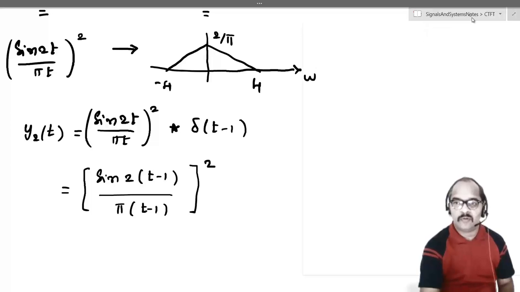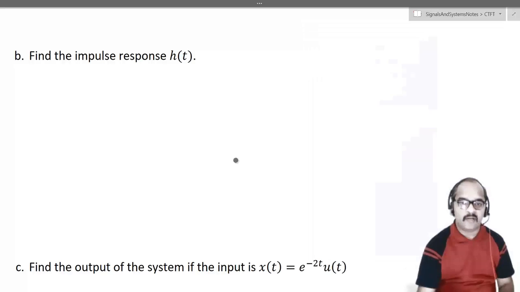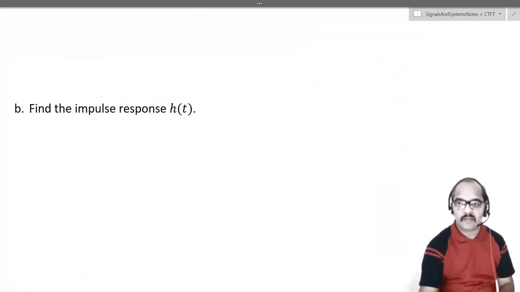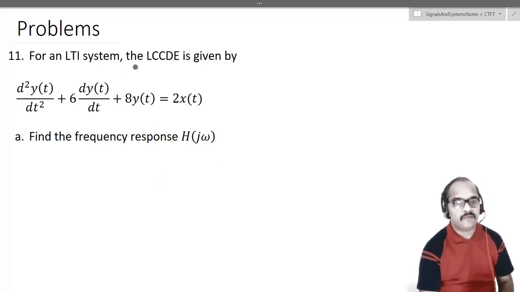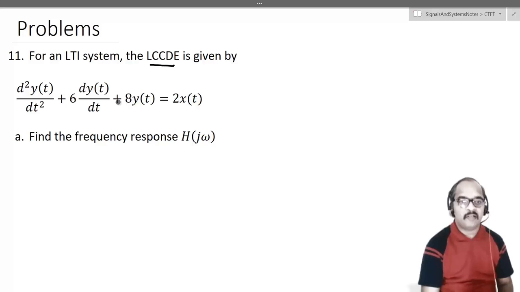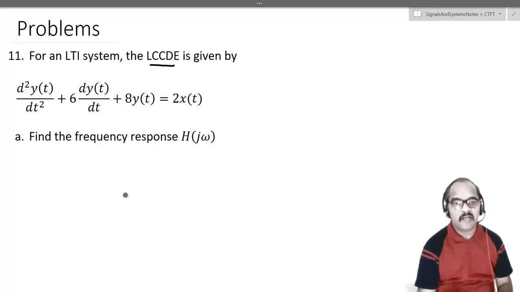So let's move on to the next problem, which is this one. Okay, so what is the question? Yes, so for an LTI system, the linear constant coefficient differential equation is given by this one. We have to find out the frequency response of the system. So how do you find frequency response here?